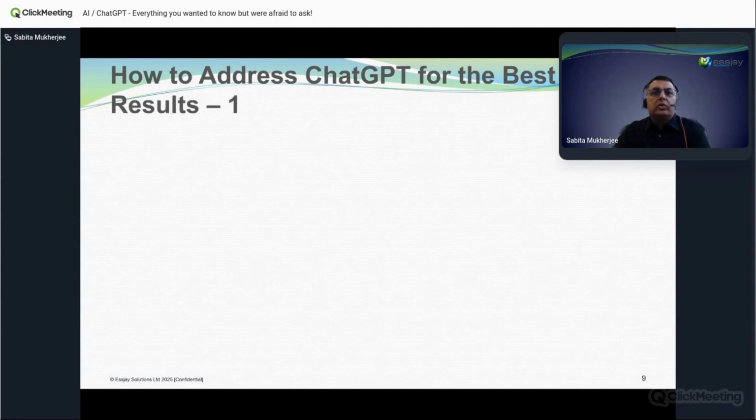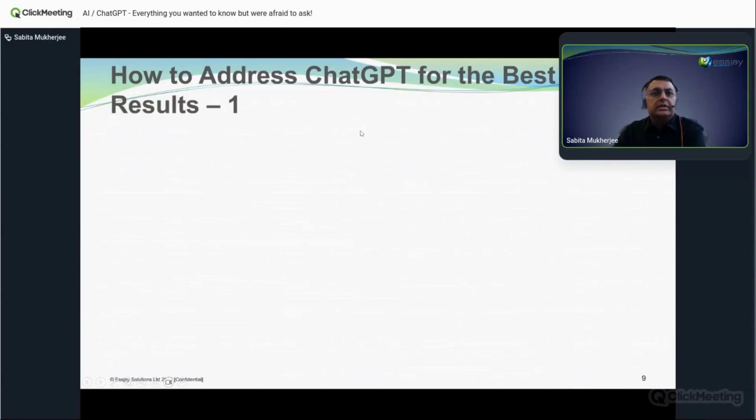Now let's look at how we should address ChatGPT to get the best results. To get the most effective and relevant answers, think of ChatGPT as a specialist advisor rather than just a general AI assistant. The way you phrase your question helps guide the response. Here's how you do it.